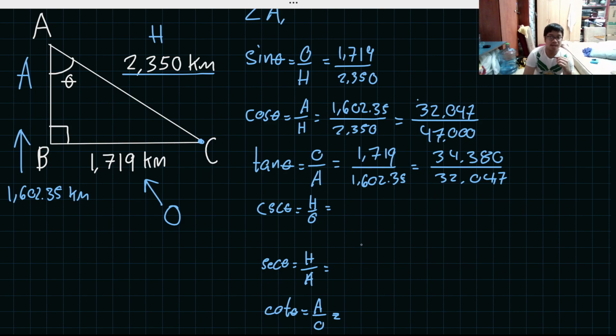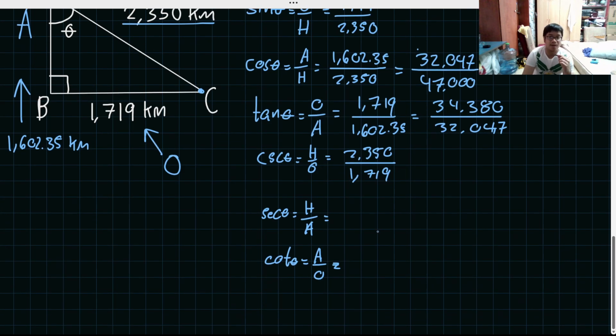Now let's find cosecant theta, hypotenuse over opposite. If you're tired of substituting, just like what I said in the last video, cosecant theta is the reciprocal of sine theta, basically exchanging the positions of the ratio. So if we have 17k over 23k for sine theta, for cosecant theta that would be 2,350 over 1,719.